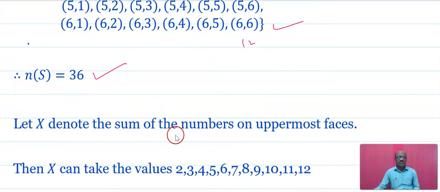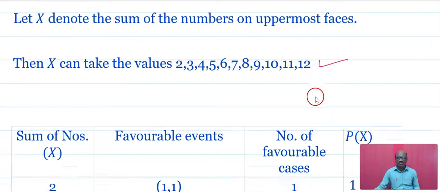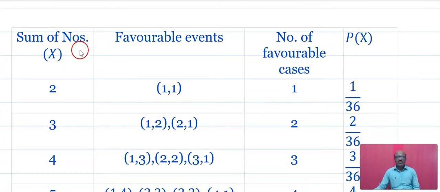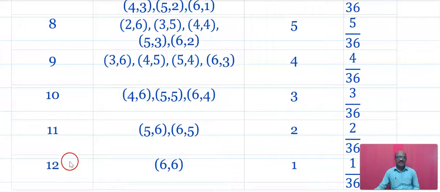X denotes the sum of the numbers on the uppermost faces. Then X can take the values 2, 3, 4, 5, 6, 7, 8, 9, 10, 11, 12. These are the values of X.